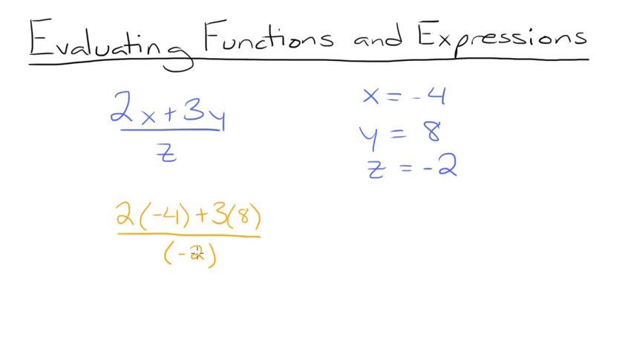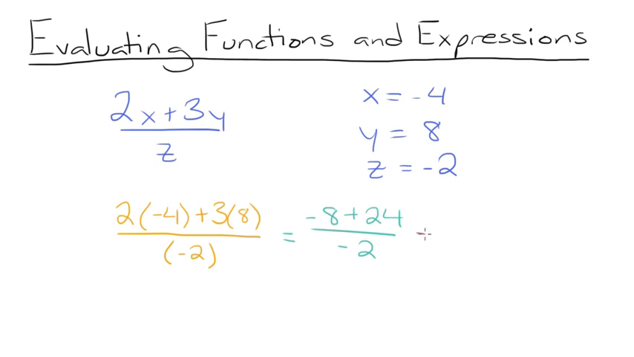Now, simplify the expression. We'll start by simplifying the numerator. First, we're going to multiply. 2 times negative 4 is negative 8. And 3 times 8 is 24. So plus 24 over negative 2. It's okay that we drop the parentheses right here in the denominator because negative 2 is the only term there. So now we're going to add negative 8 and 24.